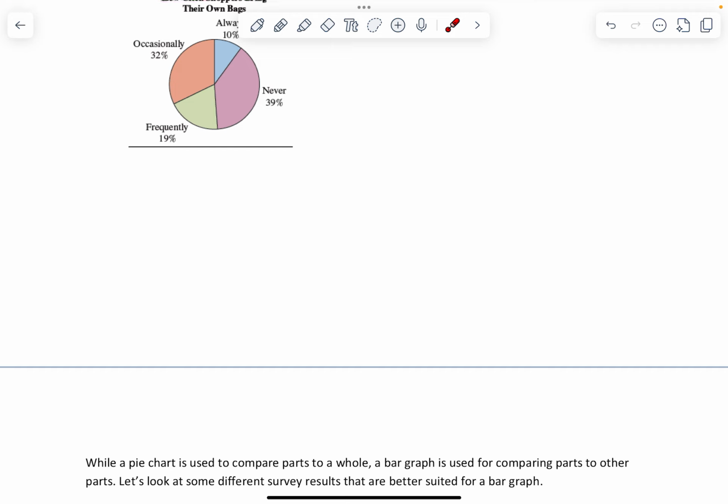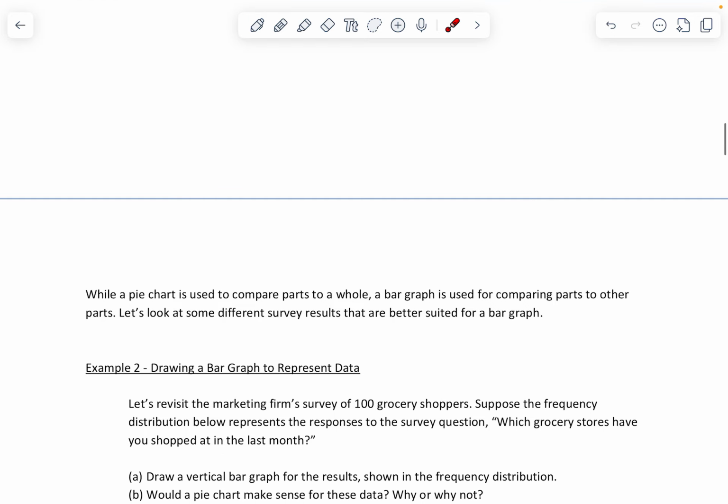So while a pie chart is used to compare parts to a whole, a bar graph is used for comparing parts to other parts. Let's look at some different survey results that are better suited for a bar graph. So here's our next example.